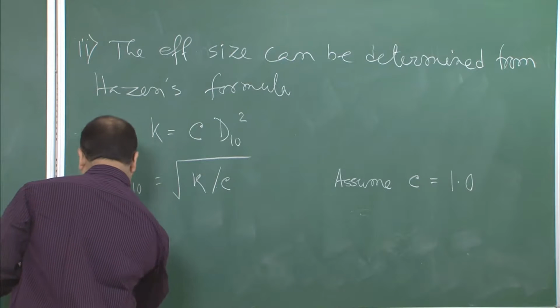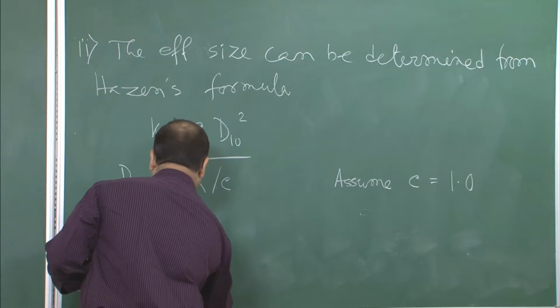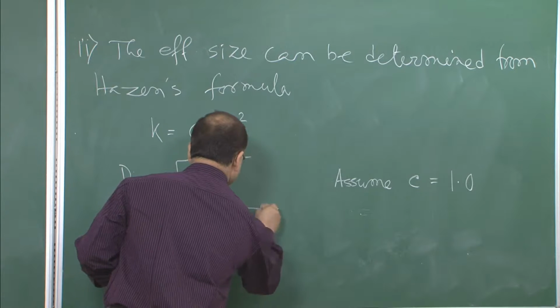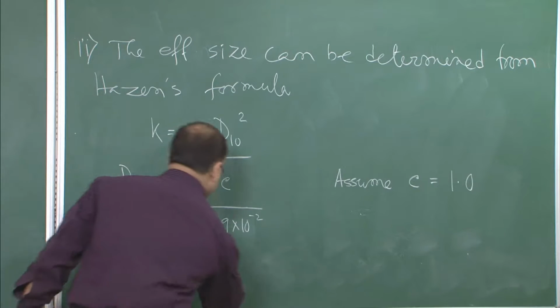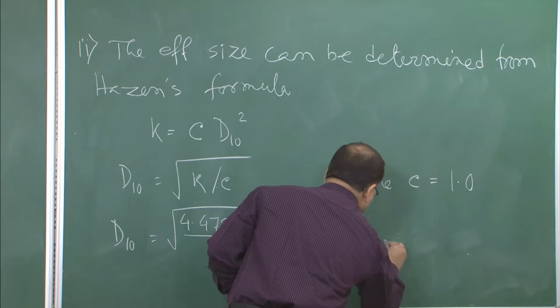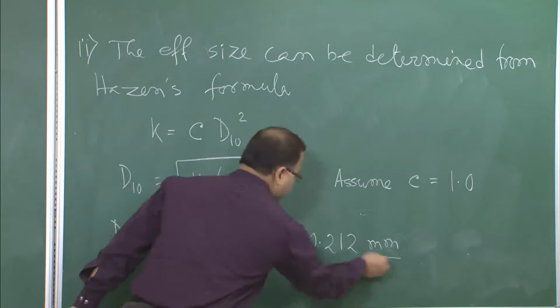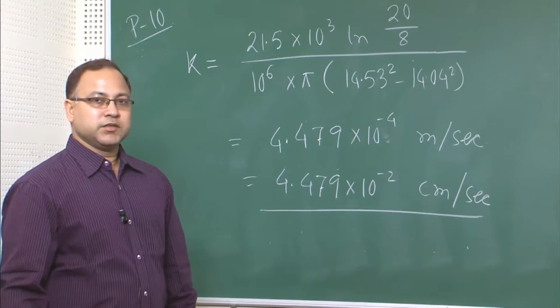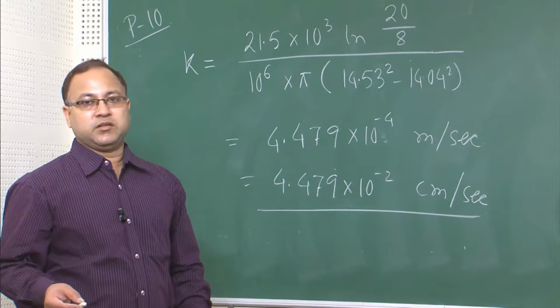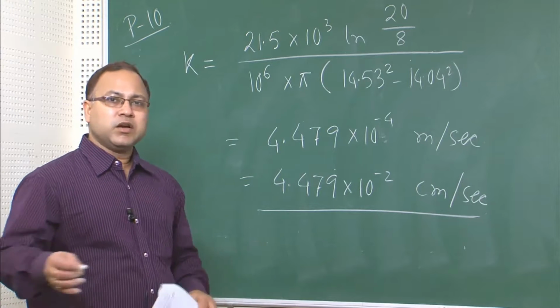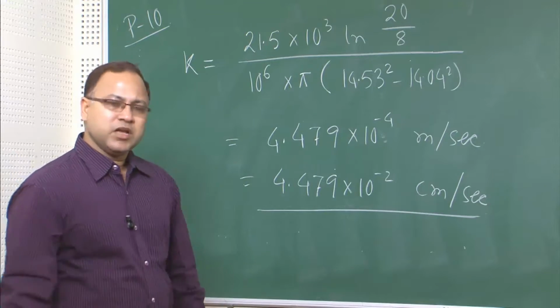So, your d10 will be 4.479 into 10 to the power minus 2, expressed in centimeter per second, divided by 1, which comes around 0.212 millimeter. So, this is your effective size of the soil in the field. So, you have got this information. Now, you can collect some soil sample from the deposit and find out the grain size distribution, and from there you can verify what the d10 value is and how much it is coming.